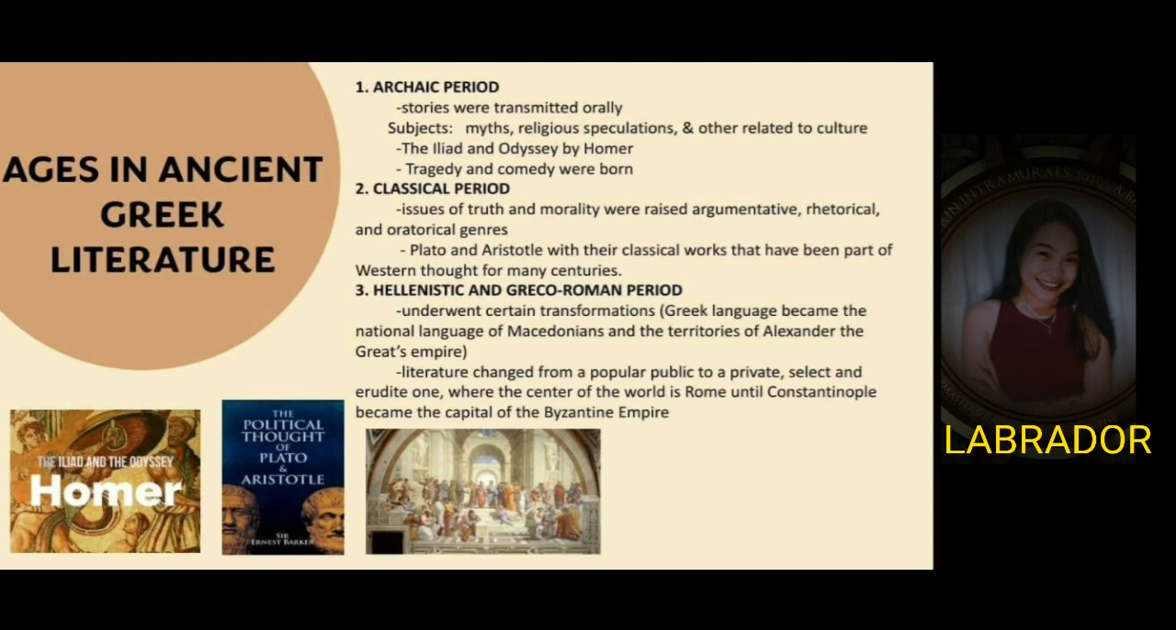And the last one is the Hellenistic and Greco-Roman period. Literature underwent certain transformations. The Greek language became the national language of the Macedonians and territories of Alexander the Great's empire. Literature changed from a popular public one to a private, select, and erudite one, where the center of the world is Rome, until Constantinople became the capital of the Byzantine Empire.